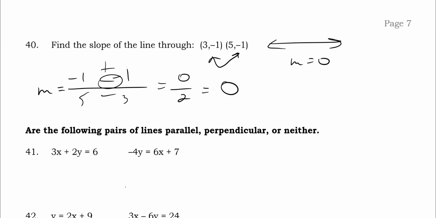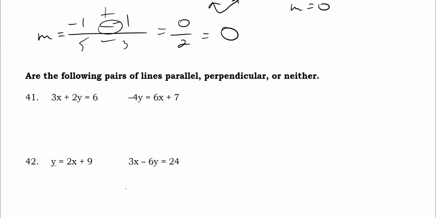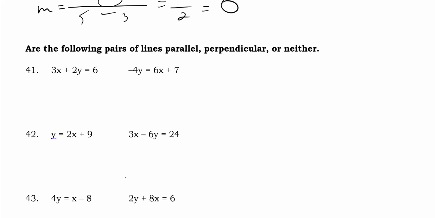Okay. So are the following pairs of lines parallel, perpendicular, or neither? Remember, parallel means same slope. Perpendicular means opposite reciprocal. So opposite reciprocal is like if I said 2/3, it would be negative 3/2. So it's got to be opposite, different sign, and flipped. Okay, for all these though, you got to solve for y first. It's the only way you can do it. You got to look at the slope.